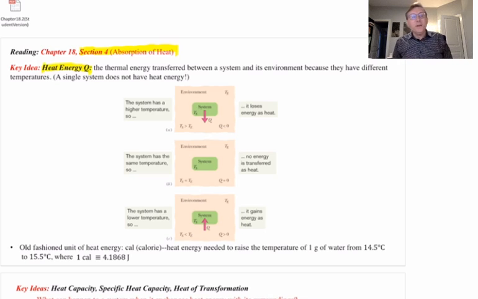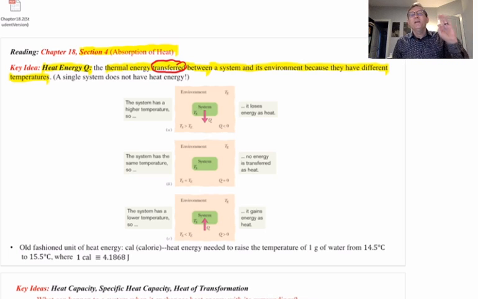Now, heat is a form of energy, and the symbol that we use to represent heat energy is a capital Q. So we have to use that notation. But what is heat energy? Let's be clear about that. Here's my description of it. Heat energy is the thermal energy transferred, let me emphasize that word, transferred between a system and its environment because they have different temperatures.